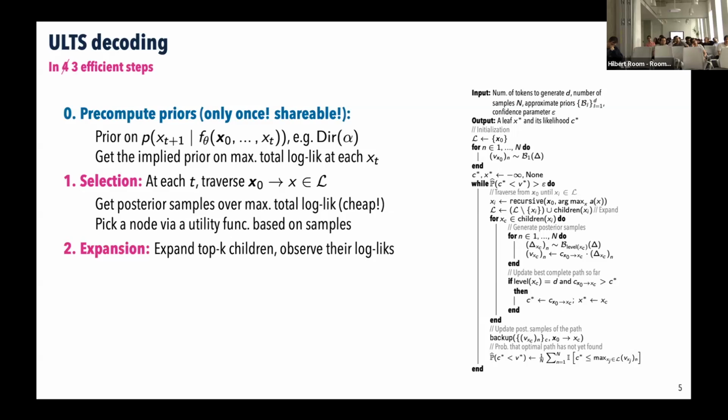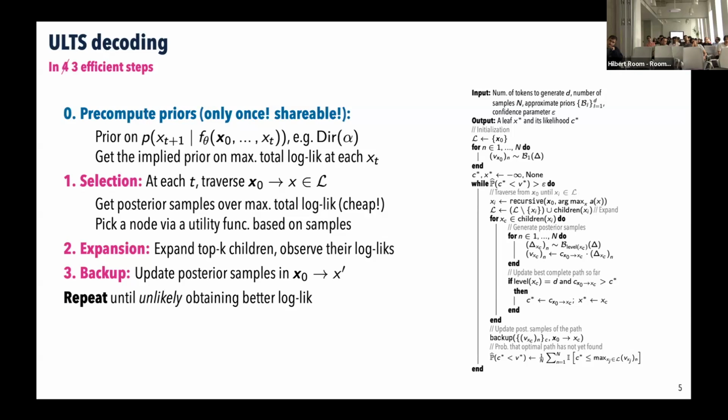All right, expansion. So basically we just ask the LLM, but now we just pick the top K children of such a node. Then we observe their log likelihood, and we use this log likelihood as new observations and update the posterior samples upward, just like the backup process in Monte Carlo research. Notice that we don't have rollouts here, so it's much more efficient compared to Monte Carlo research, although you can extend it with n-step lookahead, for example.